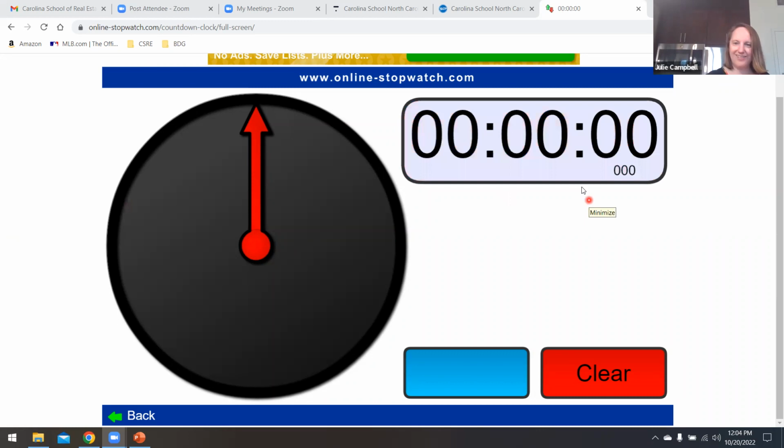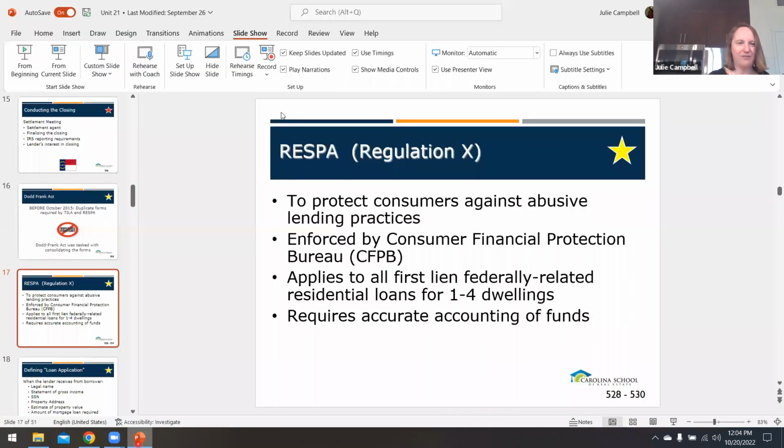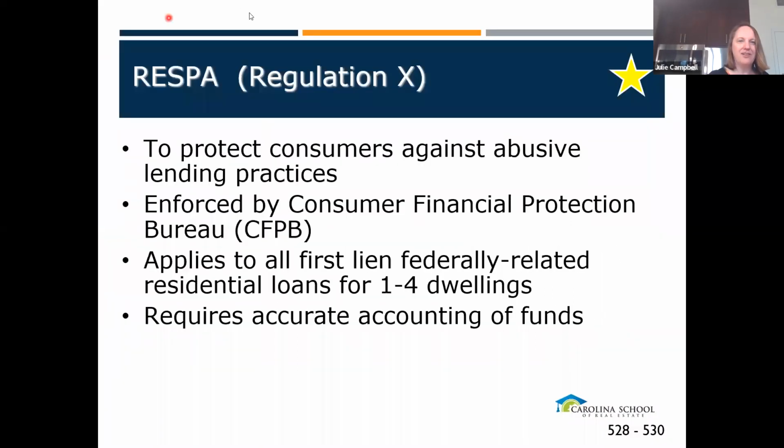But before I do that, we need to talk a little bit more about RESPA. Boy, do I know how to have fun. So RESPA is the R in TRID. It's a consumer protection. And one of the best ways we can protect the consumer is to disclose and educate. And that's what TRID is all about: protecting the consumer, helping them learn about their loan product.